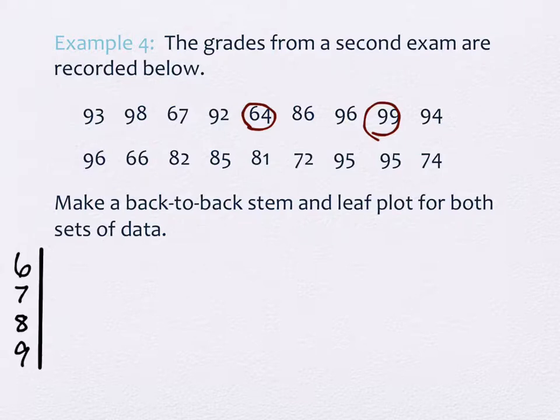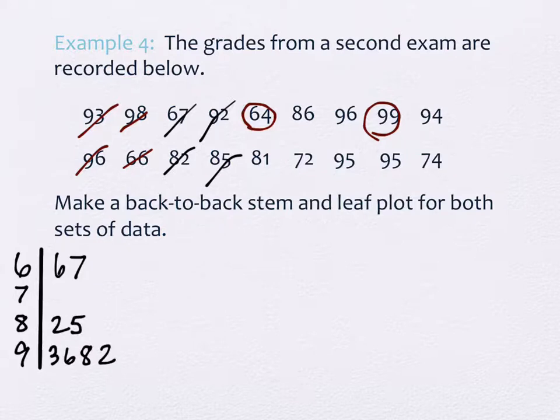So in a moment I'm going to shrink this and move this around, but for now this will be good for being able to see it all. And again, we go through the data and we put them in there. So I've got 93 and 96. So 3 and 6. 98 and 66. 67, 82. 92, 85. 64, 81.